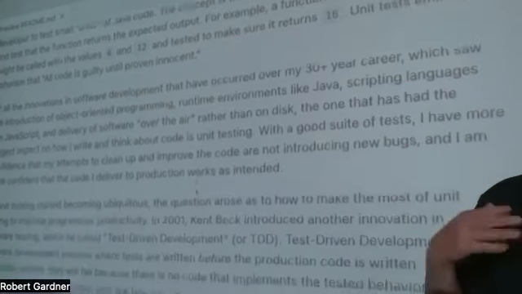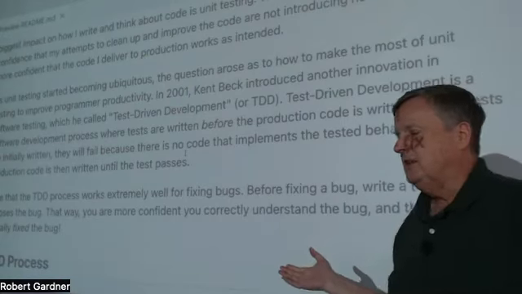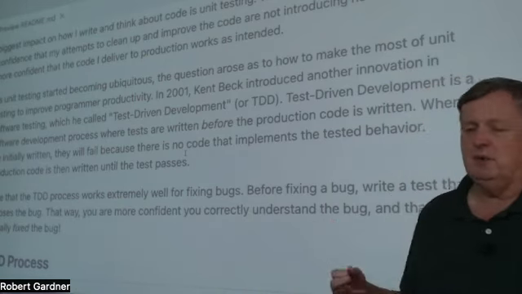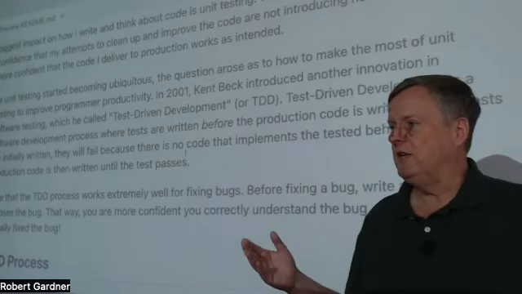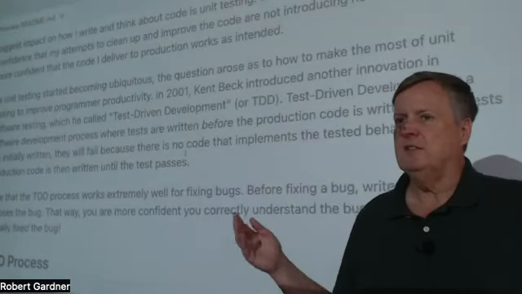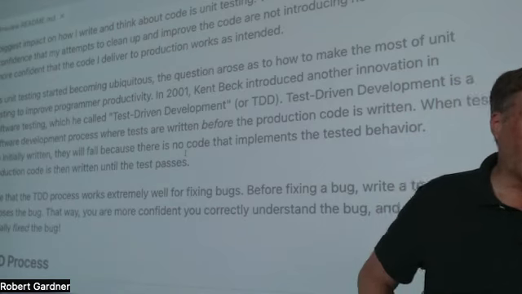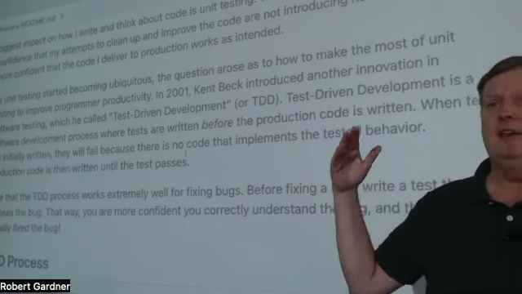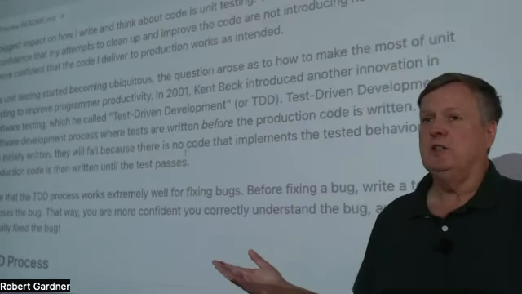So anyway, unit testing over the years, after it was introduced, started becoming ubiquitous because it was such a huge innovation in the way people write their code, like I said. And so Kent Beck continued to try and work out ways to improve the productivity of our programmers, making better use of unit testing. And he came up with this idea that he introduced at a conference in 2001, which he called test-driven development. And that's what I'm going to talk on here, is what test-driven development is and how it makes your work much more productive, why you want to be using it.